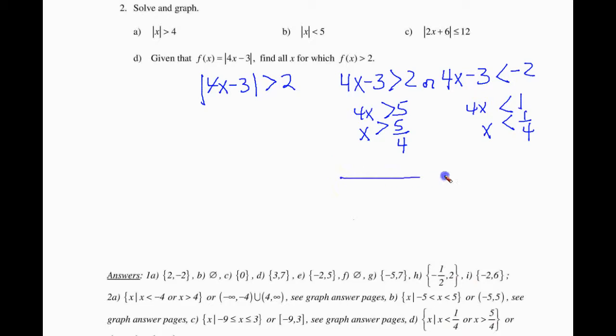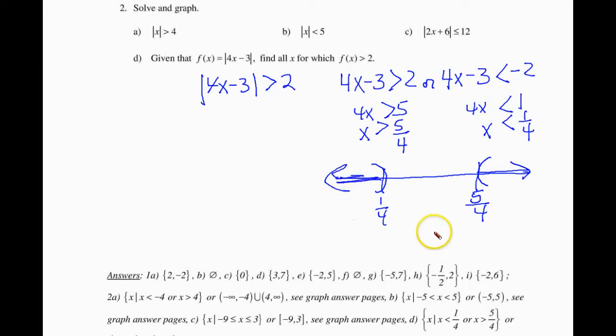So to graph this, and the nice thing about when you graph it, you can just put your numbers wherever you want. 1/4 is right there. 4/4 is right there, or 5/4 I should say. It's about a 1 difference between them. And here you're saying that x is greater, so it goes this way. And here you're saying x is less, so it goes this way. And again, this is a disjunction.